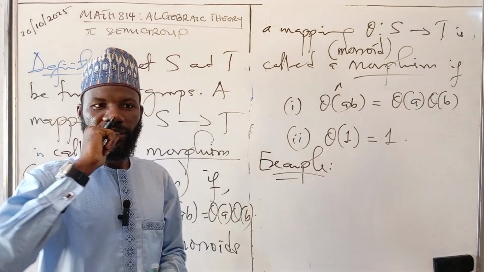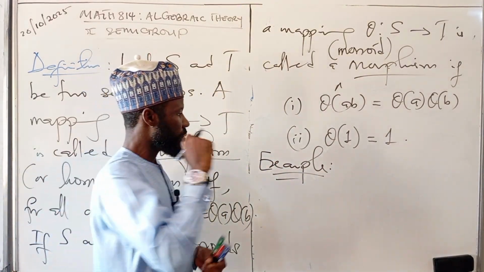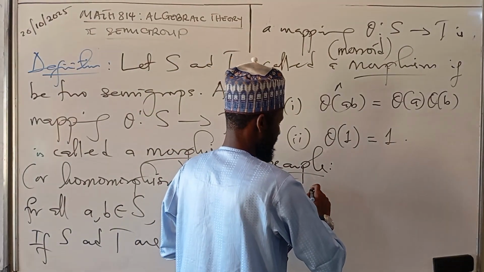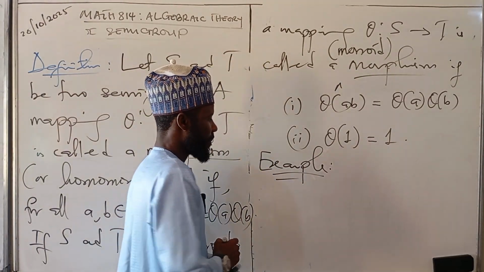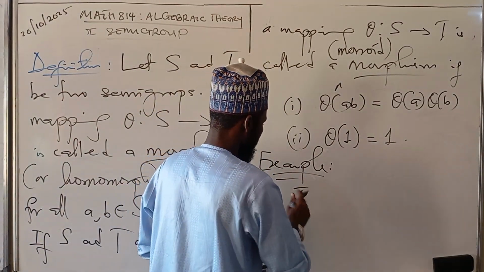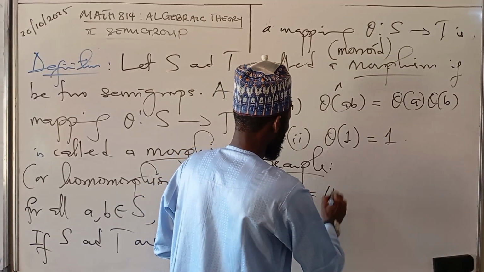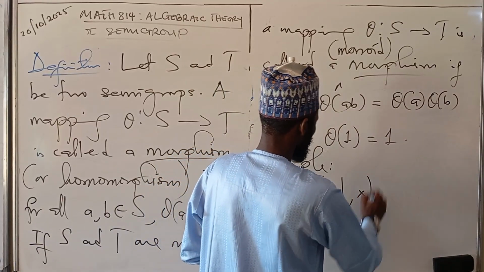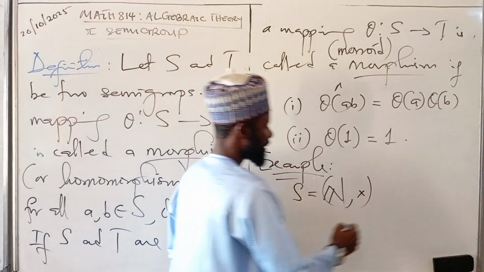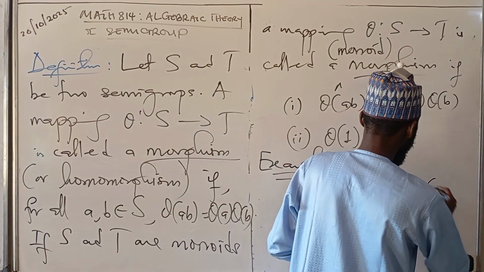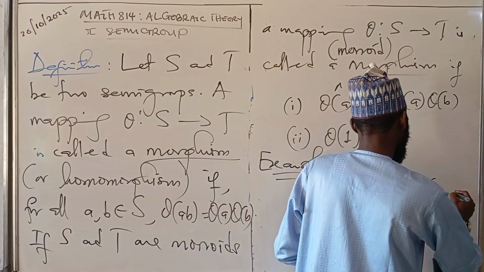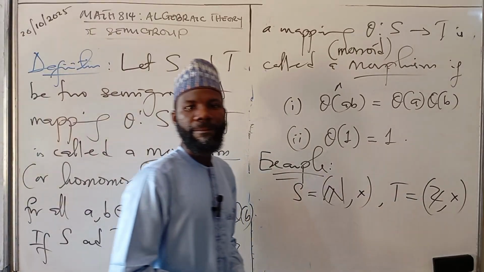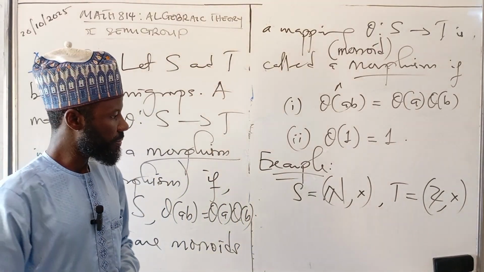If you take, for example, the semigroup of natural numbers, let S be the semigroup of natural numbers with multiplication, and T be the semigroup of integers, with multiplication also. These are semigroups, not groups.